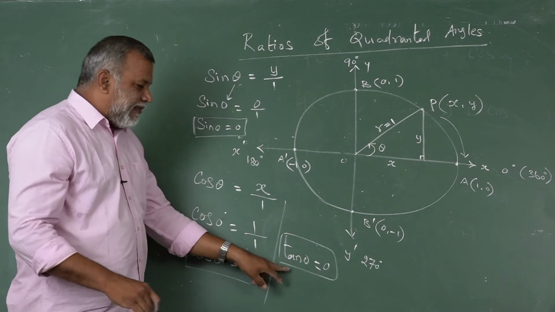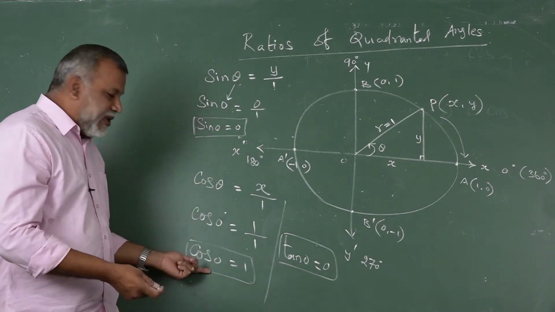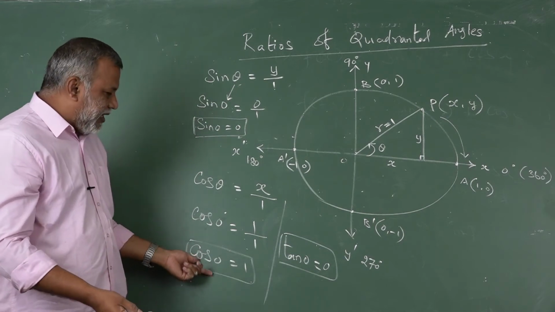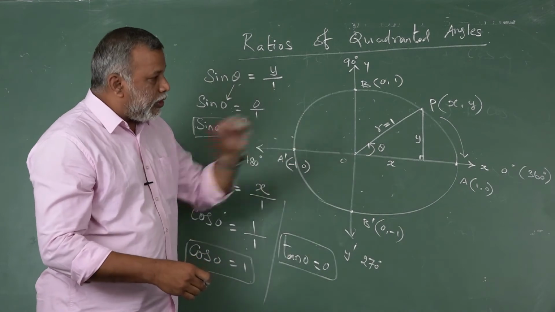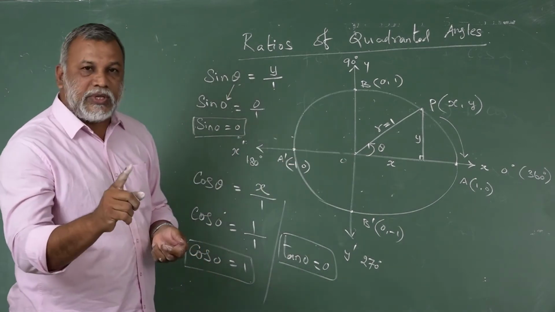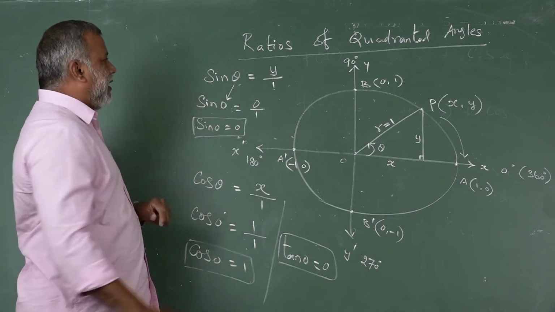From this we are able to develop tan 0. From this we are able to develop cosecant. From here we are able to develop secant. From here we are able to develop cot. So we are able to produce the ratios of 0 degree. Take down these ratios of 0 degree as a separate heading. Now listen.